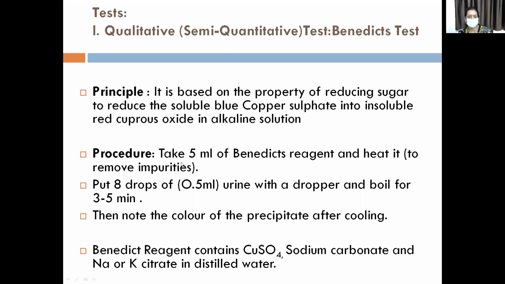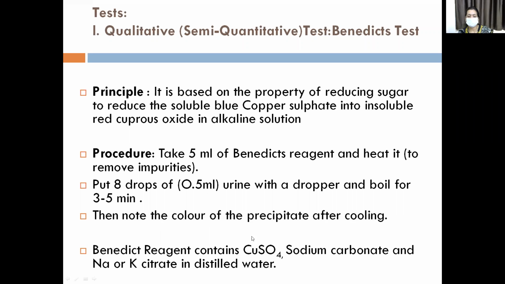Okay, so how do you do it? Take 5 ml of Benedict's reagent and add 8 drops of urine, drop by dropper. Then boil it for 3 to 5 minutes. Boil means don't just keep it like that, because sometimes it oozes out. Many students get burnt like that, so don't do that. Just 3 minutes. Then note the color of the precipitate after cooling.